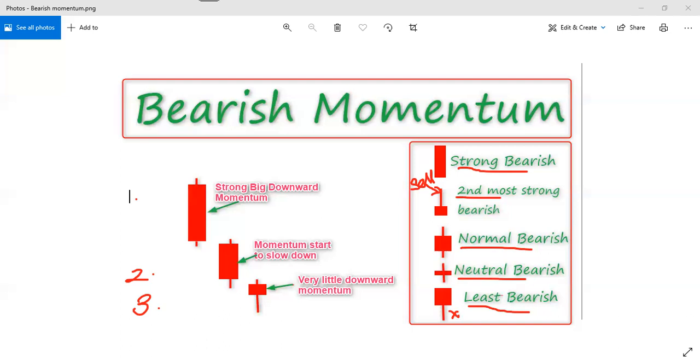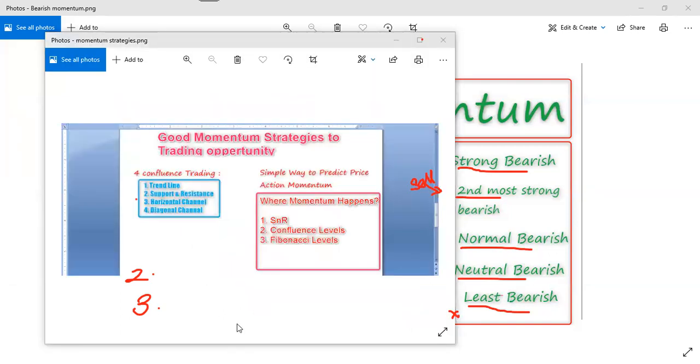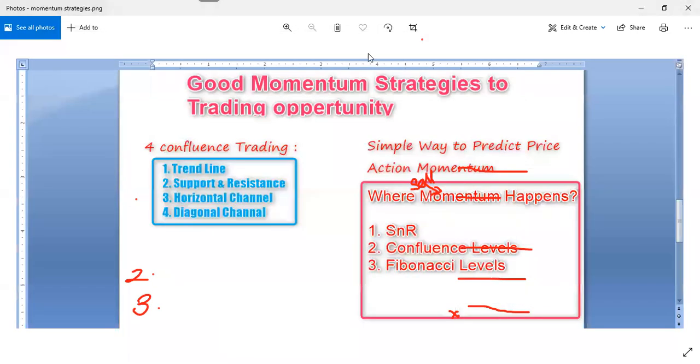Now what else must you know with this figure? You must know only one more point. That point is how we can choose the strategies for trading, where we will get a right opportunity to enter. In terms of momentum trend, the concept is only these four confluence levels. These are the four confluence levels where we will look for a trading opportunity.